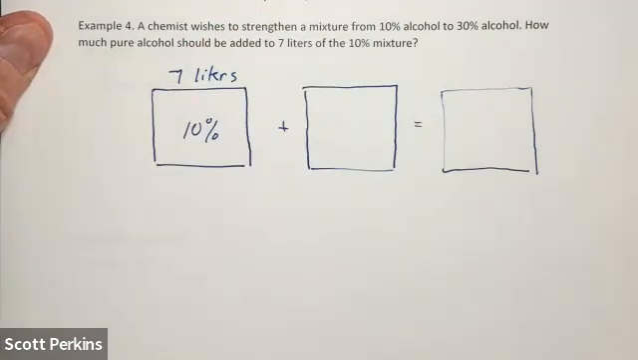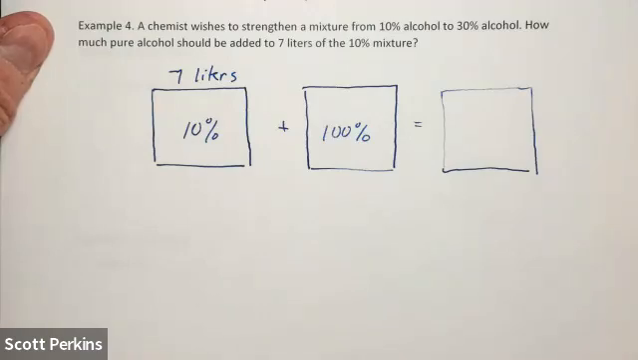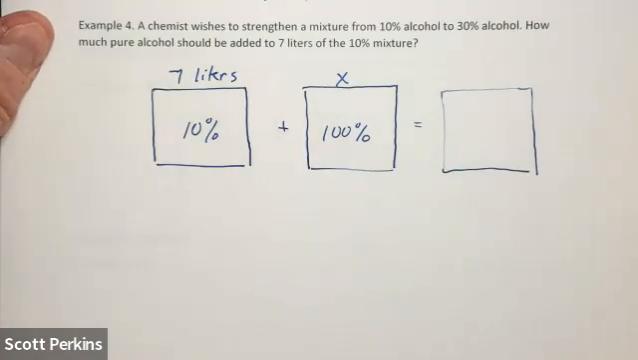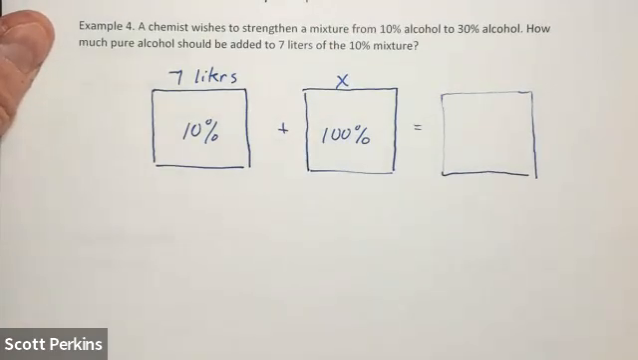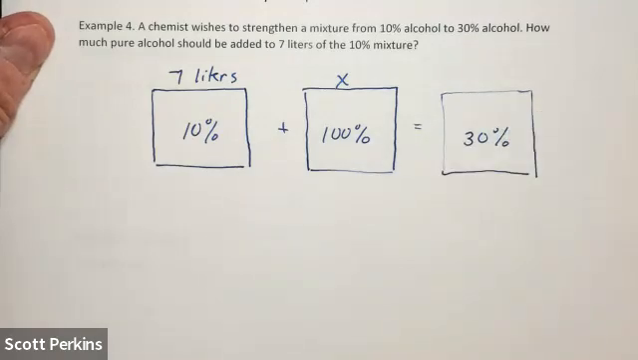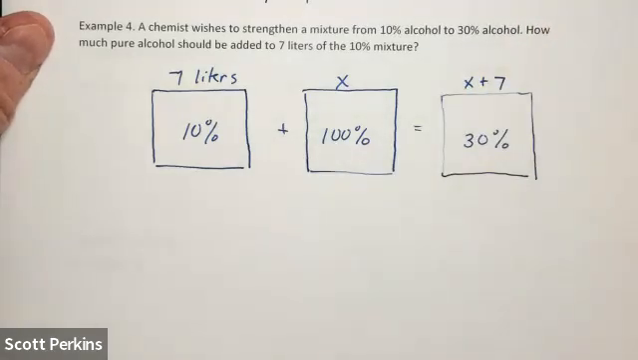What are we adding to that? Again, it's pure. Okay, so again, it's 100%. How much pure alcohol am I adding? Again, I don't know. Okay, so the setup here is super similar to what we just did, so that you get the opportunity to run through it and process it. And what do I want to end up with on this problem? Okay, I want to end up with a 30%. Thank you. And what's the volume of that going to be? 7 plus X or X plus 7. Either way, doesn't matter.